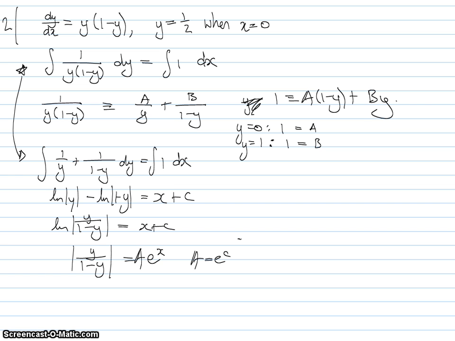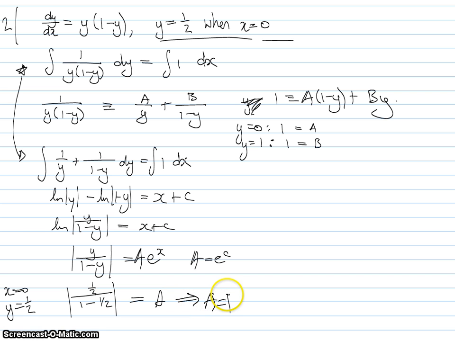Okay, but we aren't finished yet. We need to evaluate what our constant A is going to be, and to do that we substitute in y equals a half when x equals 0. So x equals 0, y equals a half. What do we get? We get 1 half divided by 1 take a half, and that is actually going to be 1, and that's going to be equal to A. Oh, what do you know? Because A times e to the 0 is A. So that means A equals 1.